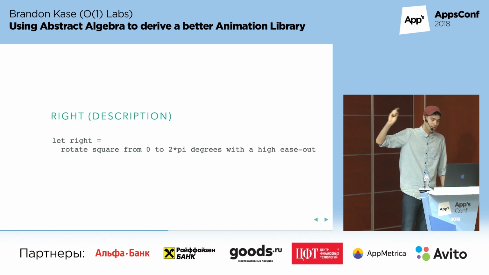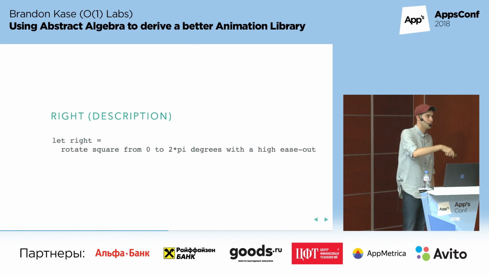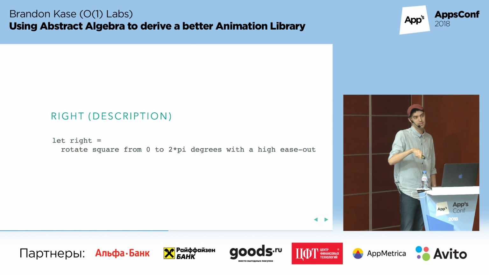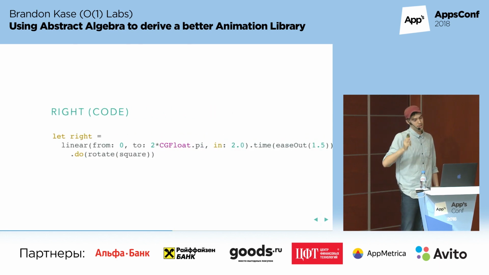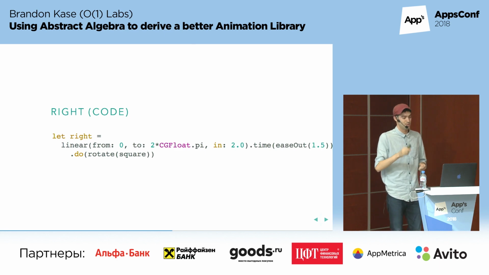Let's look at the right. I want to rotate a square from 0 to 2 pi with a high ease out curve with specific parameters. Well, I can linearly interpolate between 0 and 2 pi, and then stretch time a little bit and squeeze it a little bit, and I get my ease out curve. And then the values that are coming out, I pump into this rotate square function.